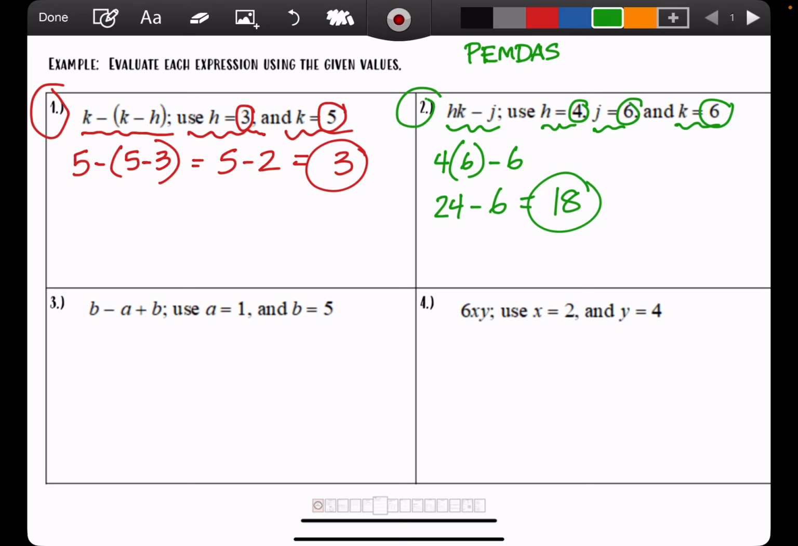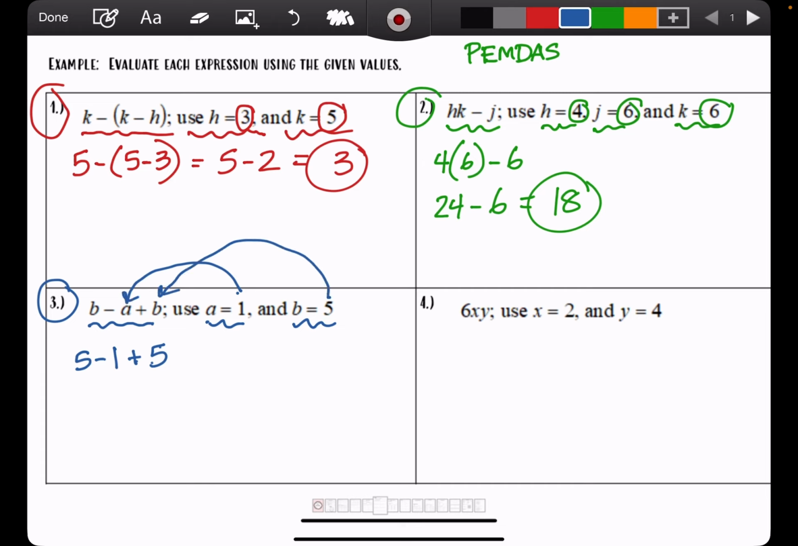Okay, number 3. b minus a plus b. Well, a is equal to 1 and b equals 5. So instead of b minus a, I'm going to write 5 minus 1. And instead of plus b, I'm going to put plus 5. All I did was substitute 1 in for a and 5 in for the two b's. And now I can solve it.